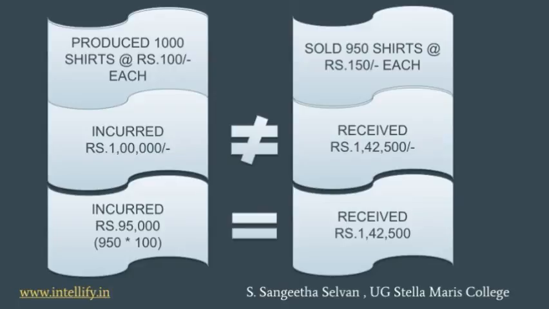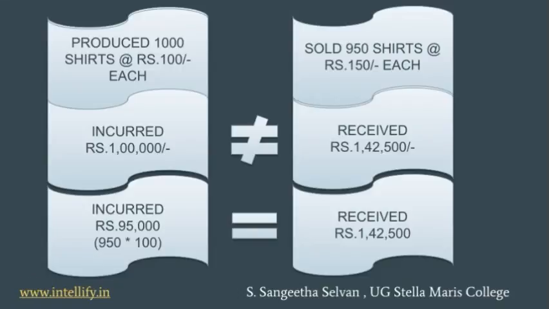We have produced 1000 shirts at the rate of rupees 100 each, and the expenses incurred would be 100 into 1000, which is 1 lakh. And you have sold only 950 shirts. That is, you have sold 950 shirts at the rate of rupees 150 with profit margin, and you receive rupees 1,42,500. Now, you can't say that I incurred 1 lakh and I received 1,42,500, because 1 lakh was the expense incurred on 1000 shirts, whereas you sold only 950 shirts and you received 1,42,500.